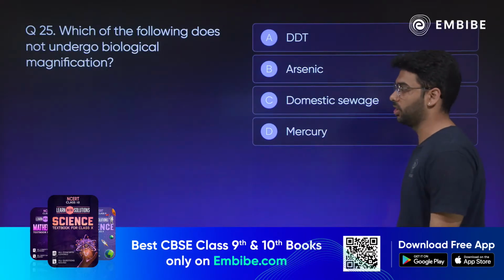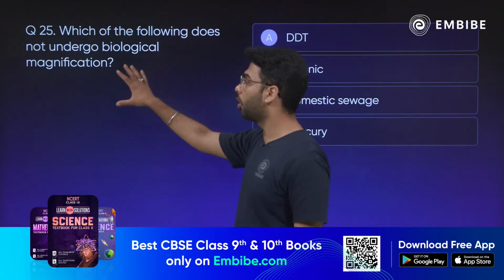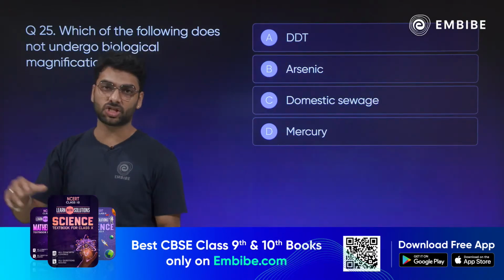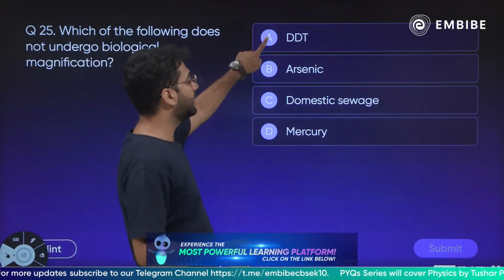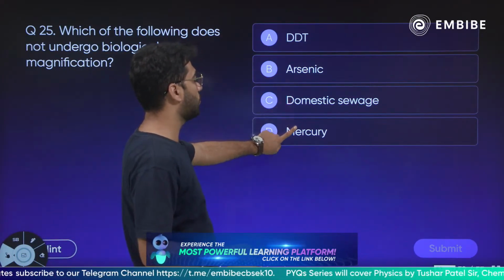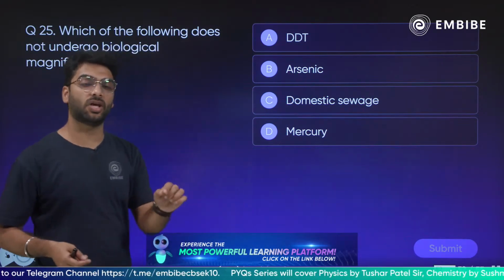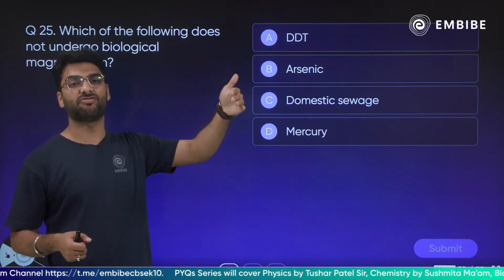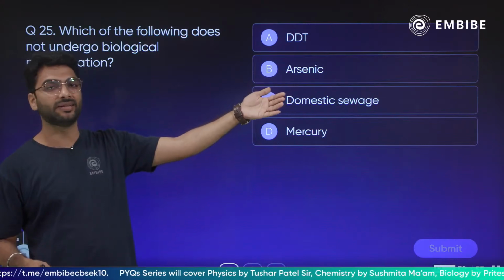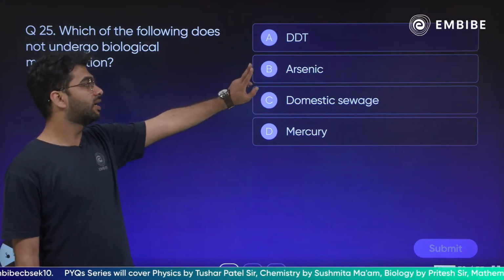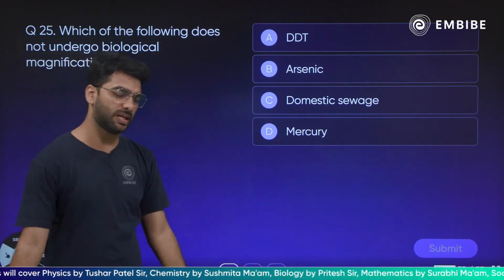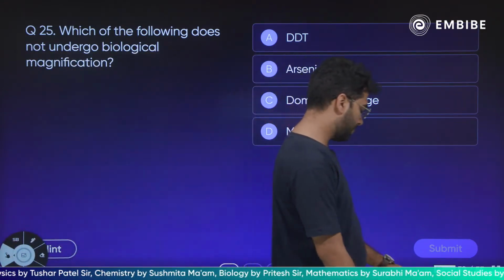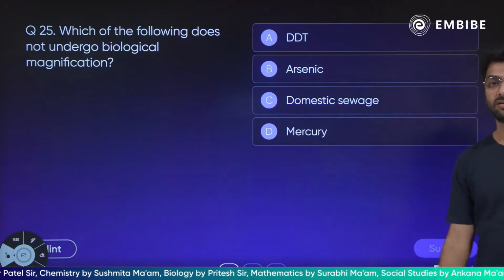And the final question, which of the following does not undergo biological magnification? DDT, arsenic, domestic sewage or mercury. This particular element will not magnify at every trophic level 10 times. Is it DDT, arsenic, domestic sewage or mercury? Very easy, super easy.